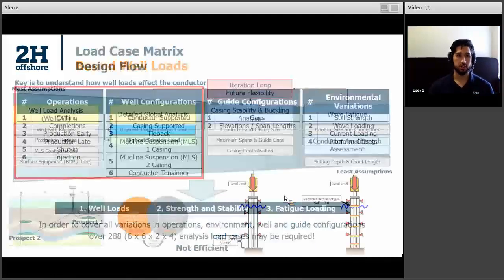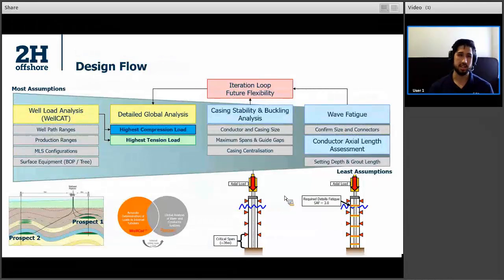So, design flow. When we start off, as I said, we start off on the WellCat side. So we're starting off with our most assumptions, with our well path ranges and our production ranges, and potentially well configuration ranges. And from there, we can go in and understand. Let's say from our image down below here, we might have two prospects that might both be oil wells, or one maybe is an injection well, and we can understand what are the well loads that are coming out of these two prospects, and how does that influence the conductor loads at the wellhead platform.